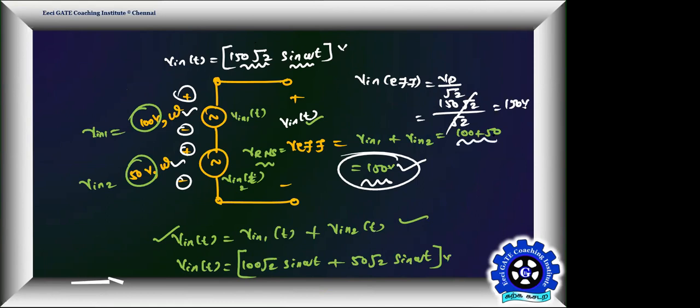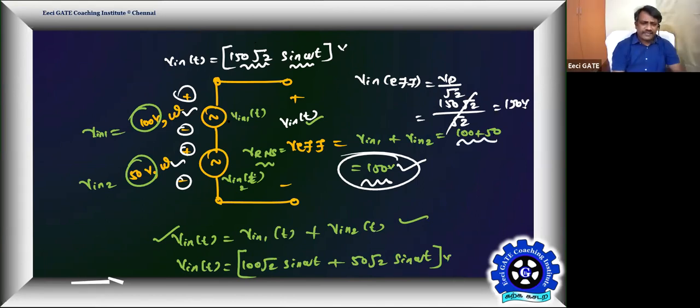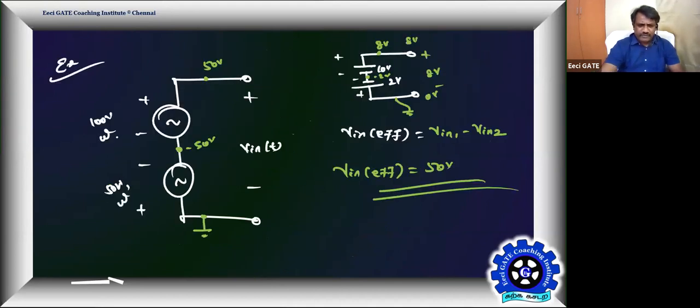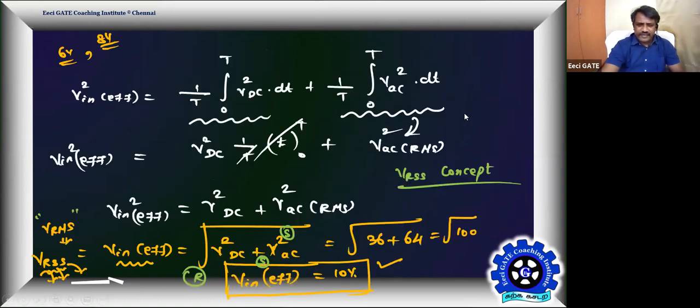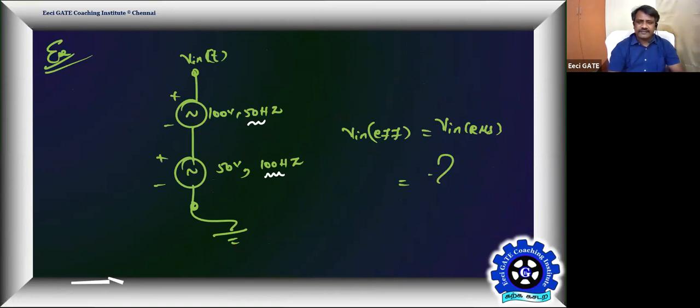150. Just addition. If identical frequencies, depending on aiding or opposition, either 100 plus 50 or 100 minus 50. We got two examples of identical frequency. Now the frequencies are different. Frequencies are different. Yes.